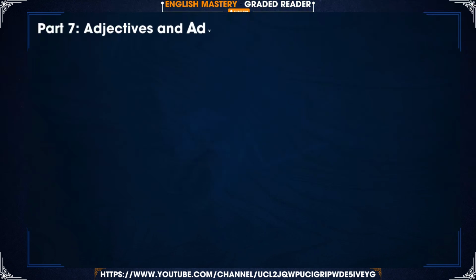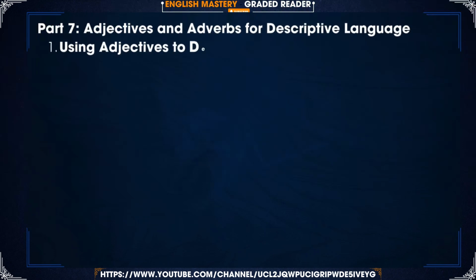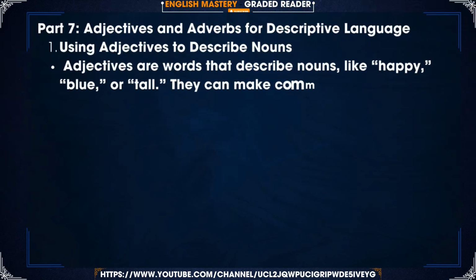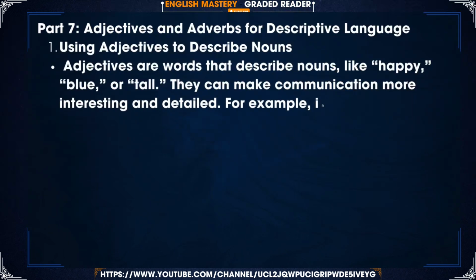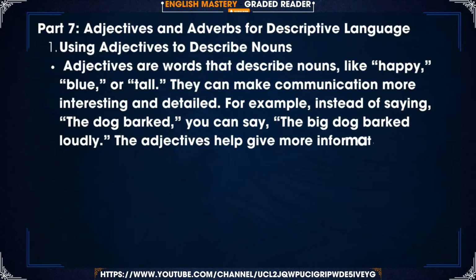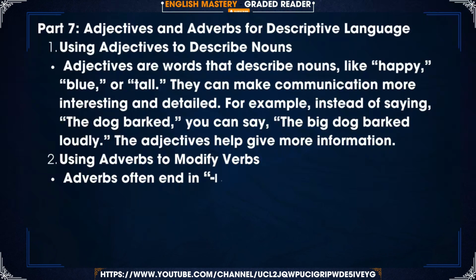Part 7. Adjectives and Adverbs for Descriptive Language. 1. Using adjectives to describe nouns. Adjectives are words that describe nouns like happy, blue, or tall. They can make communication more interesting and detailed. For example, instead of saying, "The dog barked," you can say, "The big dog barked loudly." The adjectives help give more information.